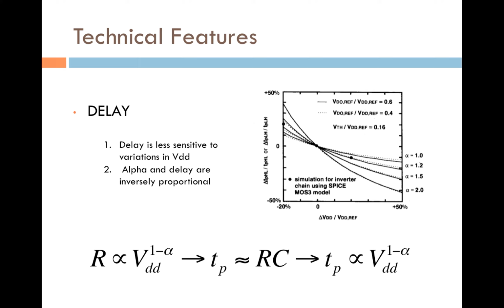Secondly, we also have to mention that the equivalent resistance of the Alpha-MOS transistor is proportional to the supply voltage to the power of 1 minus alpha, as we can see in this expression. At the same time, as we mentioned with VDD variations and delay, we can say that the same phenomenon happens regarding the equivalent resistance. So, in other words, as alpha decreases, the resistance variations are smoother when faced with variations of the supply voltage.